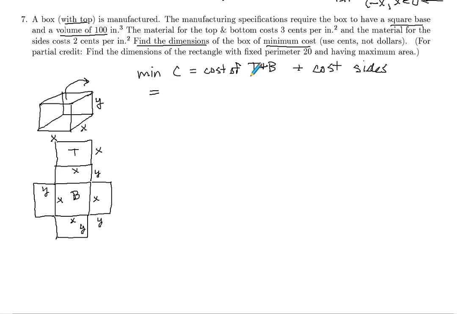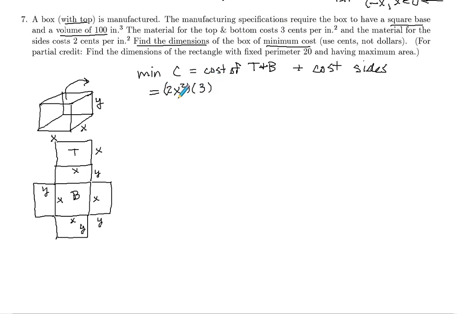Okay, so for the top and bottom, the area is x by x, length times width, and we've got 2 of those. One for the top, this is x by x, x squared, and then this is x by x, x squared. So this is the area, so it's 2x squared. That's the area of the top and the bottom. And then multiply it by the cost per unit area. So let's see here. Top and bottom is 3 cents per square inch. Okay, so times 3.